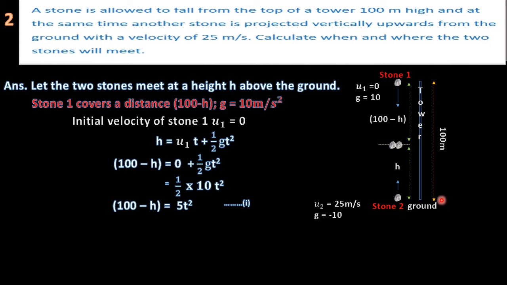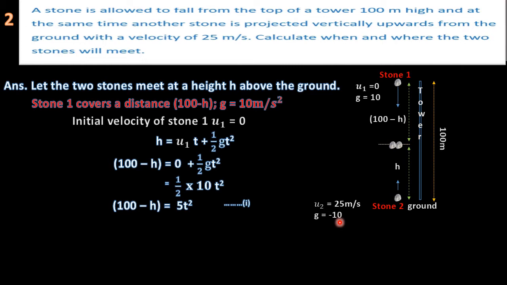So here for stone 1, since it is undergoing free fall, the initial velocity u1 is 0. For our calculation, the acceleration due to gravity is taken as 10 meter per second square. For stone 2, the initial velocity with which it is thrown upward is given, that is 25 meter per second. So here u2 is 25 meter per second, and g, since the object is going upward, is taken as negative 10 meter per second square. Now let us do the first part.